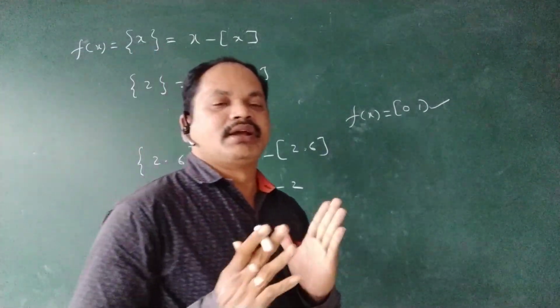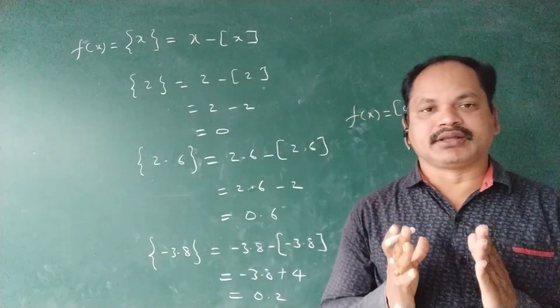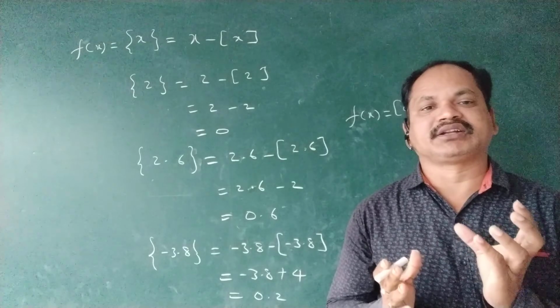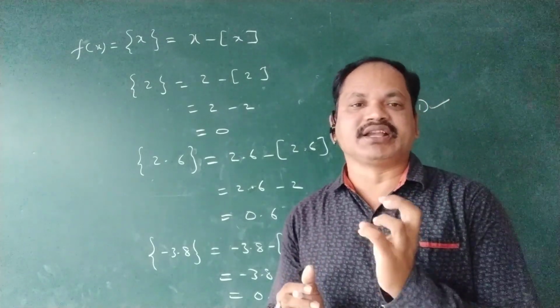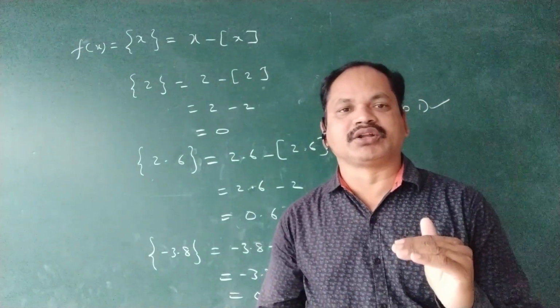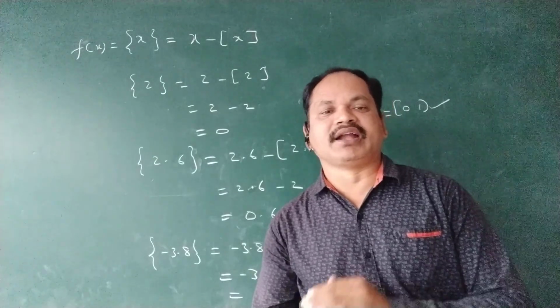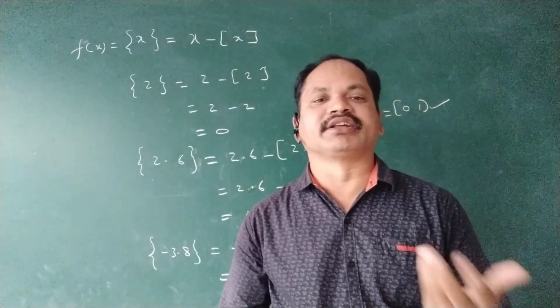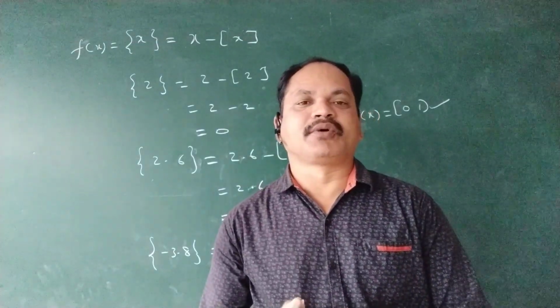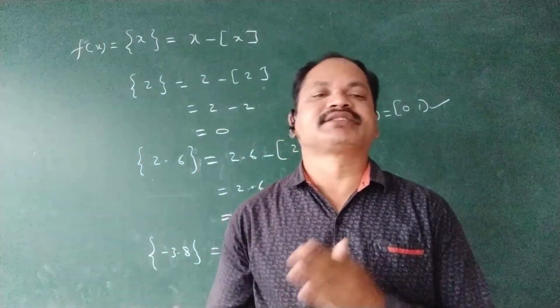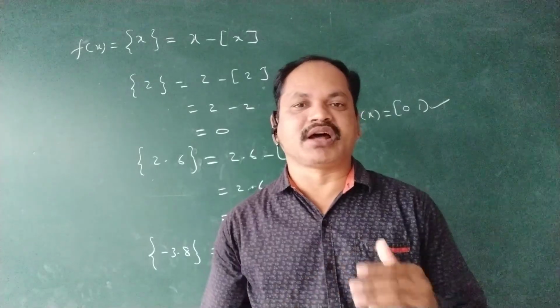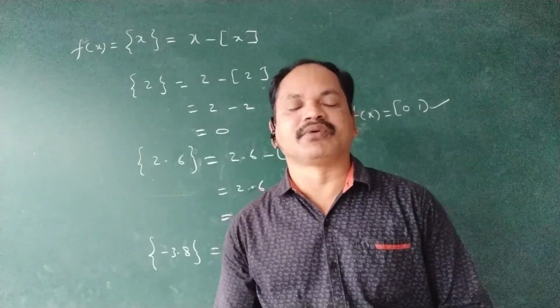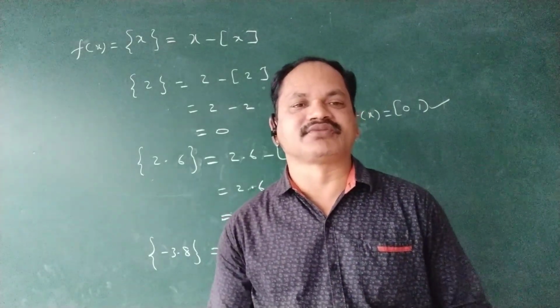That's why the integral part of x is nothing but strictly an integer function. It is called the greatest integer function, it is called the step function, and it is called the integral part of x. Now the fractional part of x is nothing but x minus the integral part of x. Now we have to identify the period for this particular function. This is very, very important.